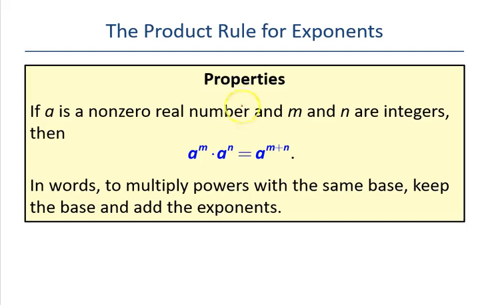Let's look at our rule here. Okay, product rule for exponents. If a is a non-zero real number and m and n are integers, then a to the power of m times a to the power of n equals a to the power of m plus n. Okay, notice we just have same bases and we can add the powers, and that's what it says right here.